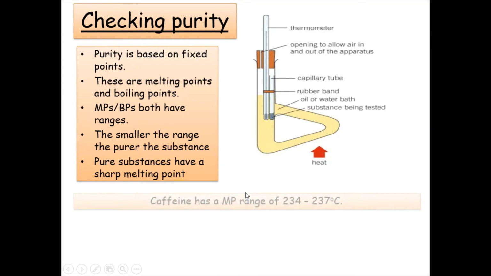Right, let's look at an example. Caffeine has a melting point range of 234 to 237 degrees Celsius. So if we work out the range, if we take the smallest number away from the largest number, we end up with a melting point range of 3 degrees Celsius. So that window is quite small.